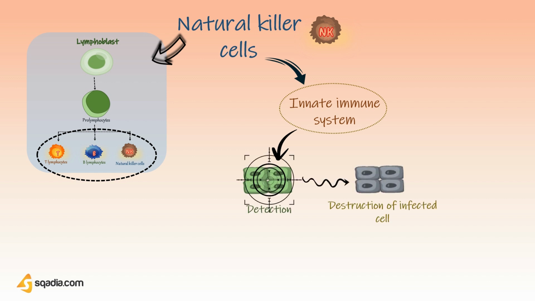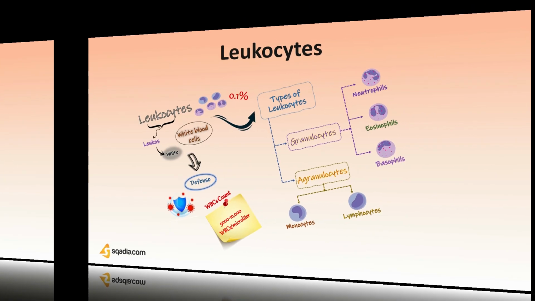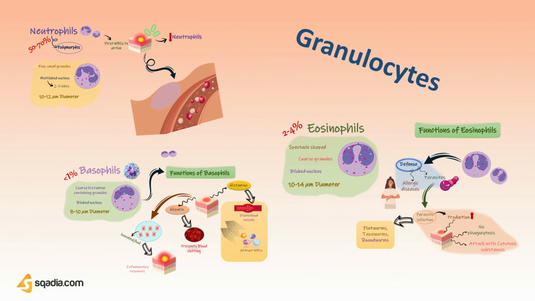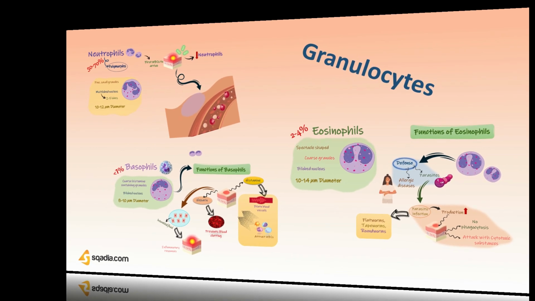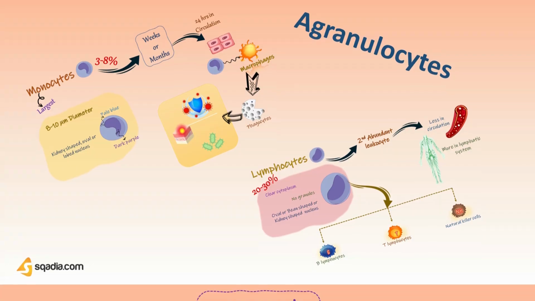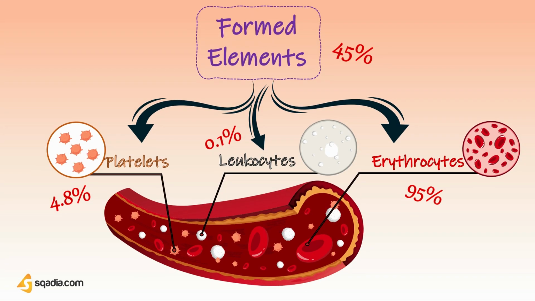This was all about the second formed element of blood, that is leukocytes, where we discussed granulocytes that are basophils, neutrophils, and eosinophils. And then we discussed agranulocytes that are monocytes and lymphocytes. With that, we are done with two formed elements of blood, that are erythrocytes and white blood cells. Now the third and last formed elements are thrombocytes, or platelets.